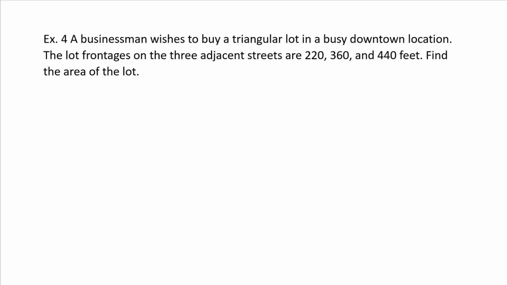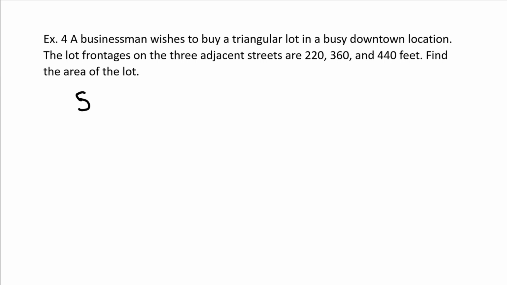A businessman wishes to buy a triangular lot in a busy downtown location. The lot frontages on the 3 adjacent streets are 220, 360, and 440 feet. Find the area of the lot. We are given the measures of the 3 sides, and to find the area we will need to use Heron's formula. Let's begin by first finding the semi-perimeter.